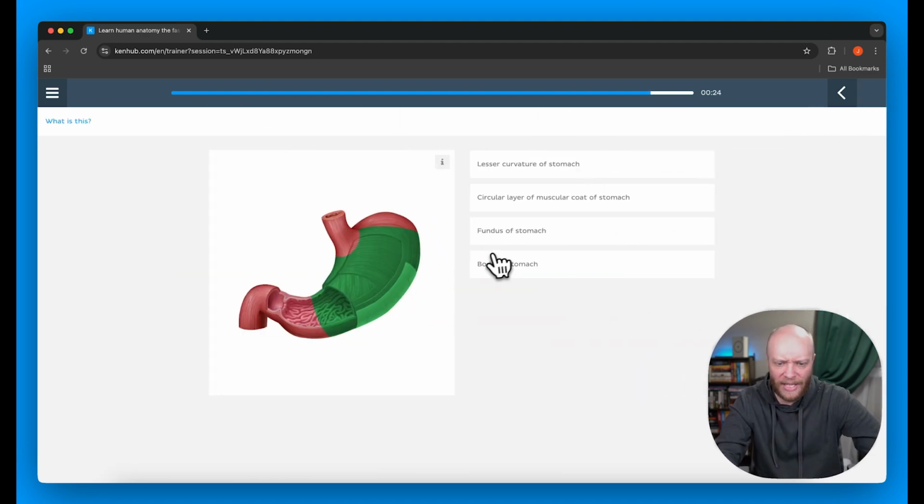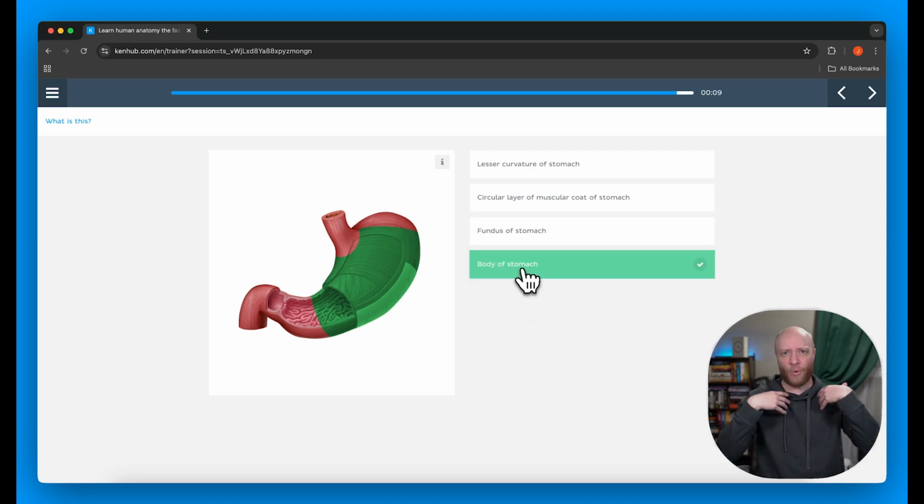Oh, we got to go fast. 25 seconds. I've been rambling. All right, what is this? If you're looking at it, it says lesser curvature of the stomach, circular layer of the muscular coat of the stomach, fundus of the stomach, body of the stomach. I want to get one more after this. That's going to be the body. Remember, the body is the more expandable portion.